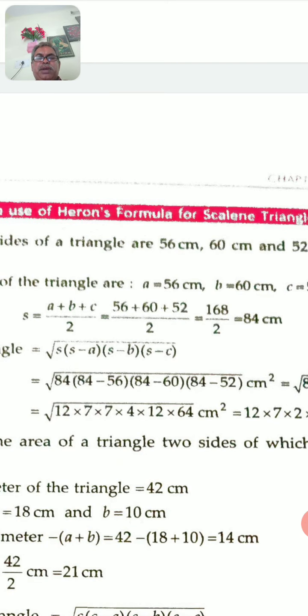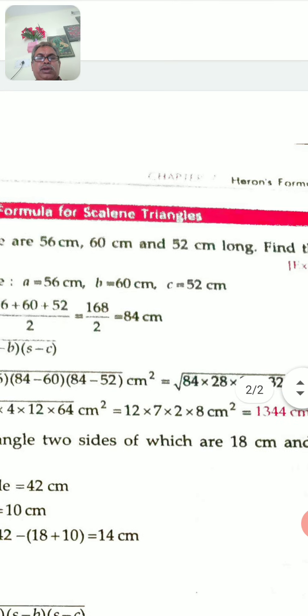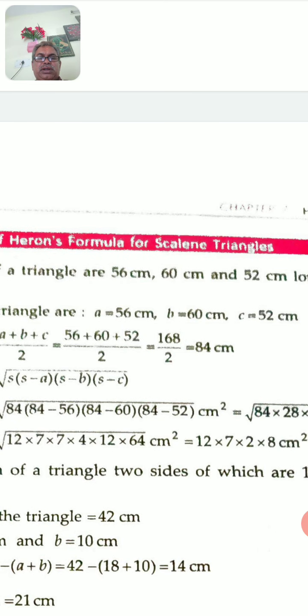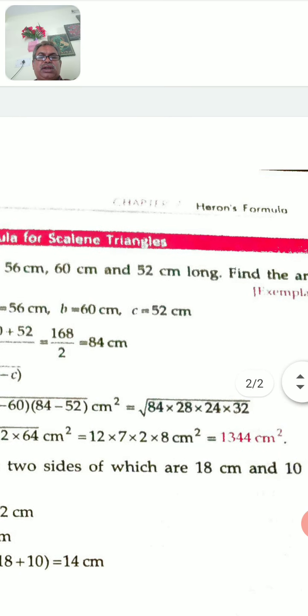Then we can split this up as 12 into 7 into 4 into 12 into 64. So you can see here 12 into 12, square root is 12, 7 into 7, square root is 7, and the square root of 4 is 2 and the square root of 64 is 8. So finally we get the square root of 12 into 7 into 2 into 8. If we multiply these we get 1344 centimeter square. So in this way we can use Heron's formula to find the area of a given triangle.